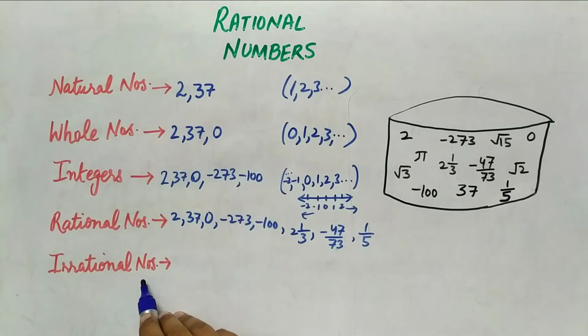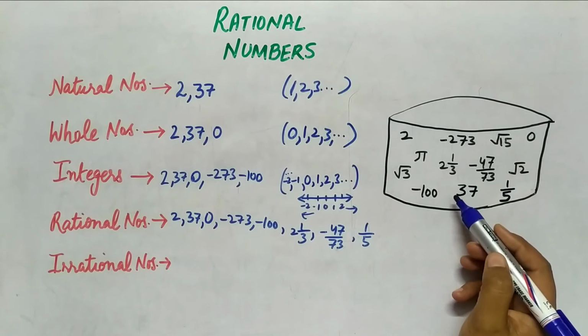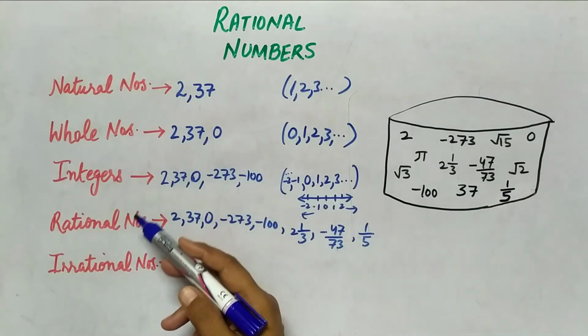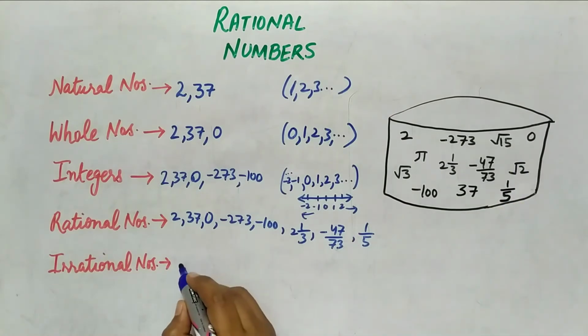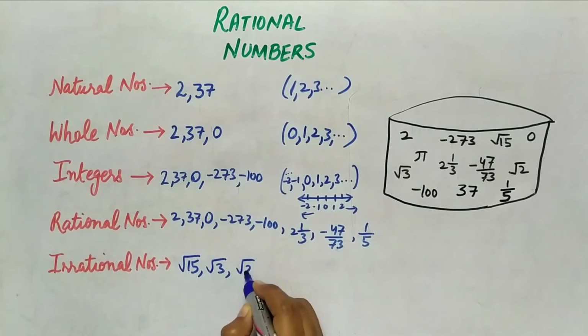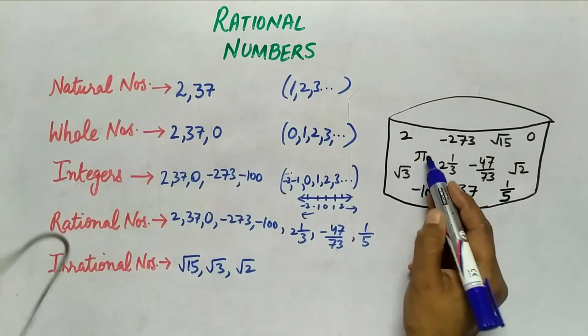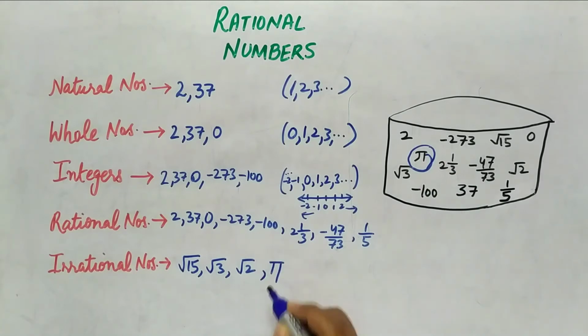Lastly, irrational numbers include those numbers which are not written in any category, neither natural, whole, integers nor rationals. So irrationals are under root digits, under root 15, under root 3, under root 2 and this one, pi. They are all irrational numbers. In this way we can distinguish between all kinds of numbers.